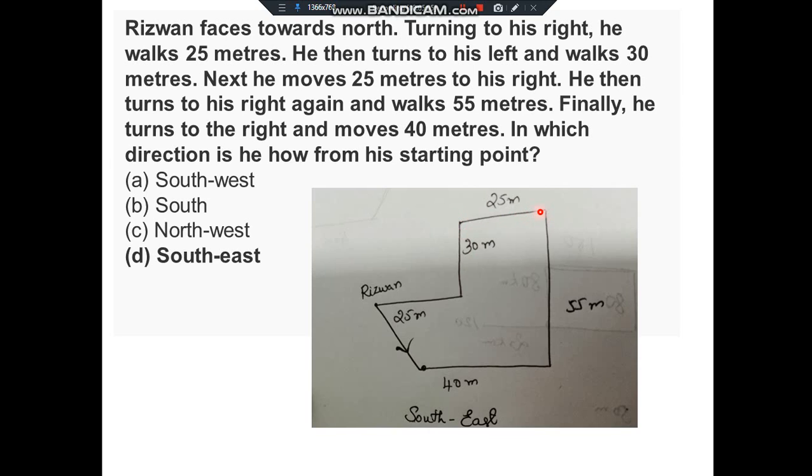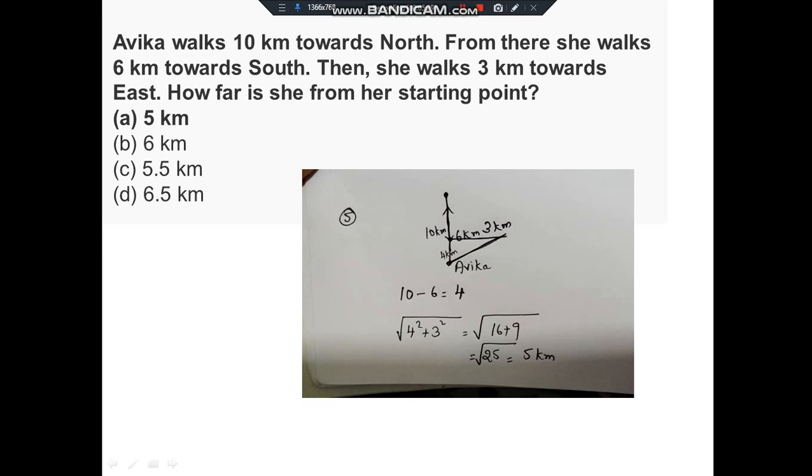He then turns to his right again. Right means it is 55 kilometers downwards. Finally he turns to his right and moves 40 meters, which, right means downwards, so 40 meters. In which direction is he from the starting point? See, starting point and ending point, he is in southeast direction, so the option is southeast.